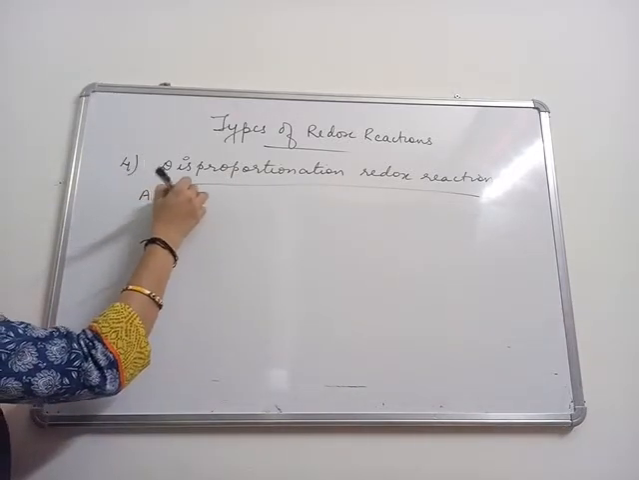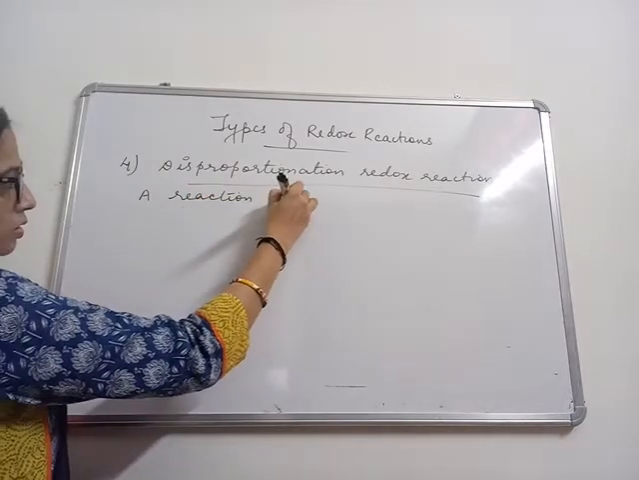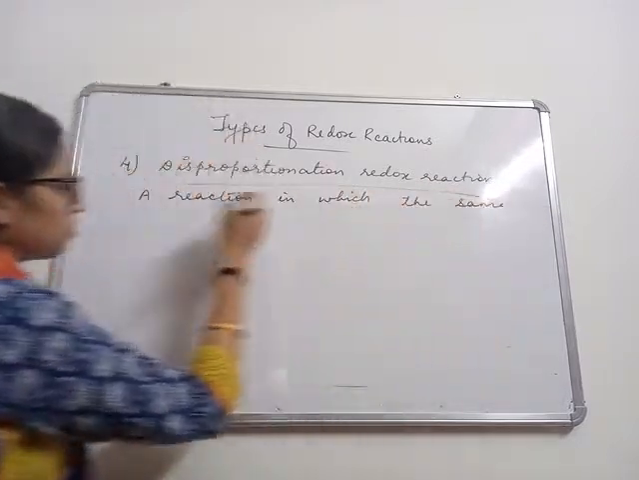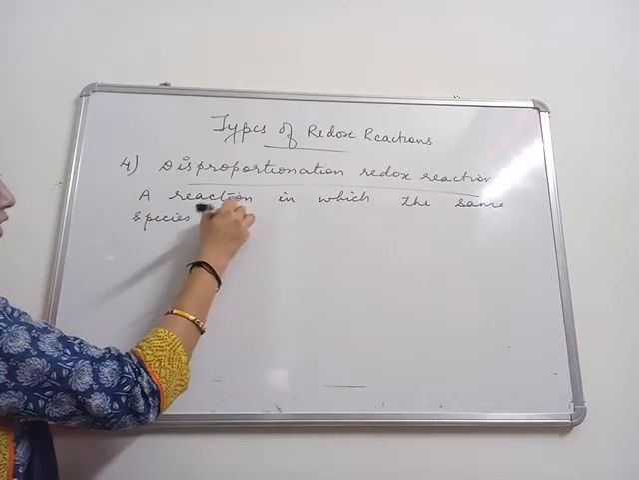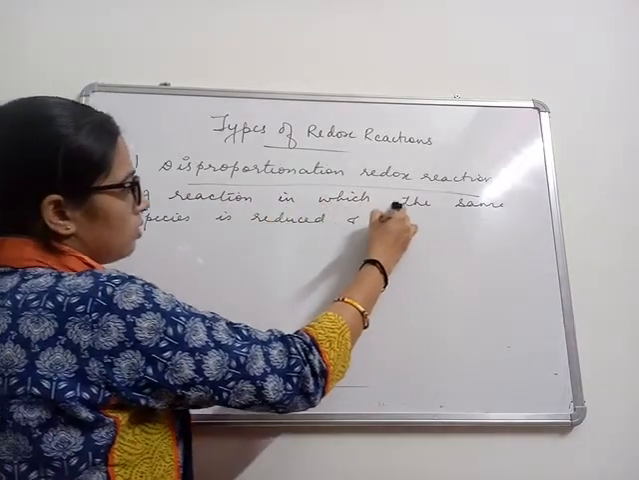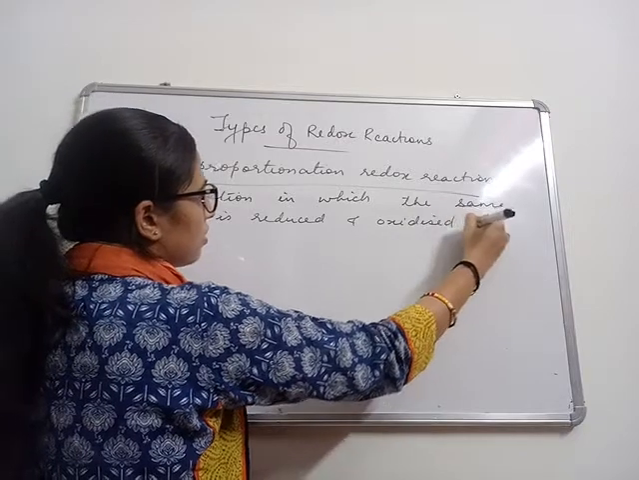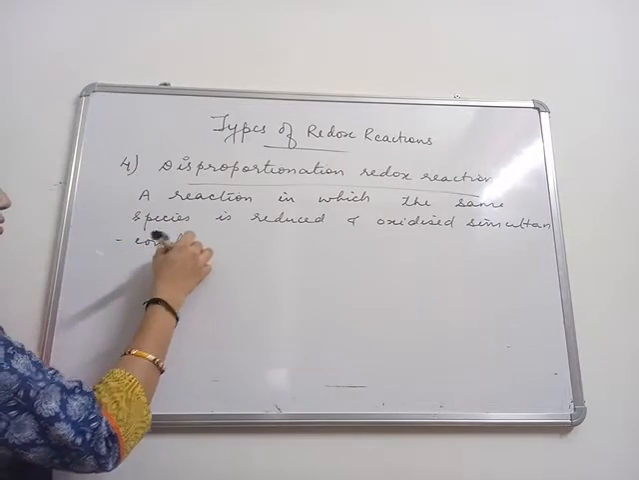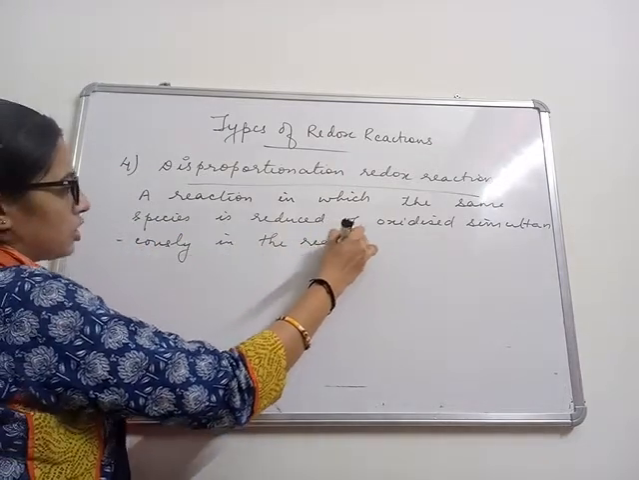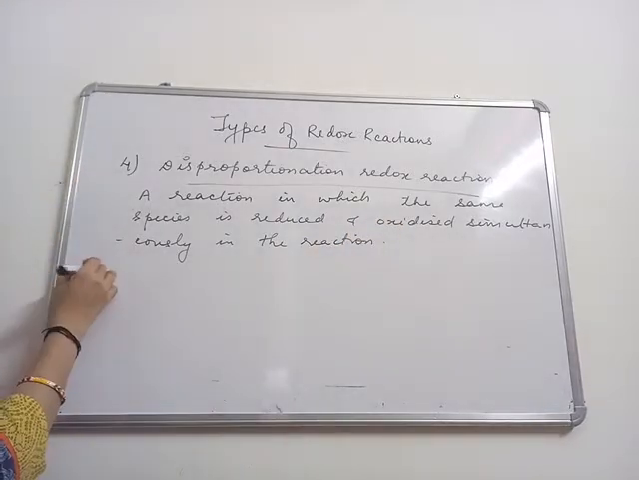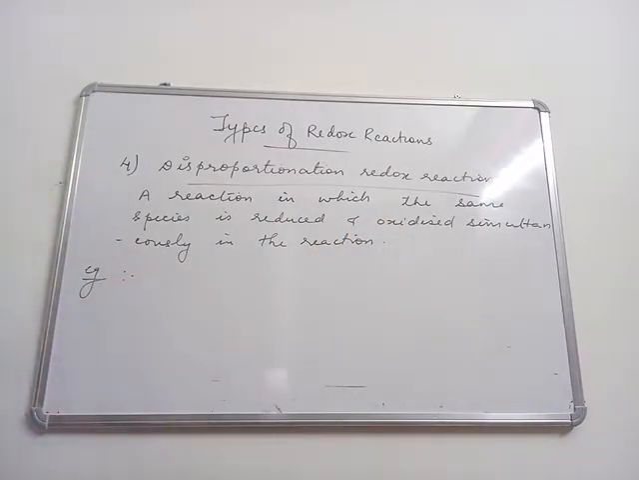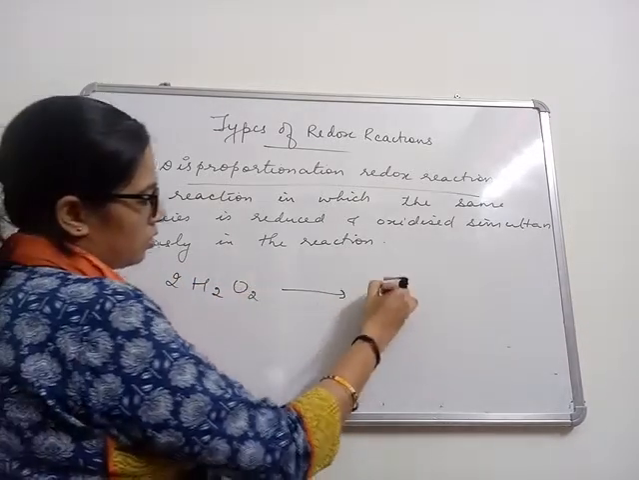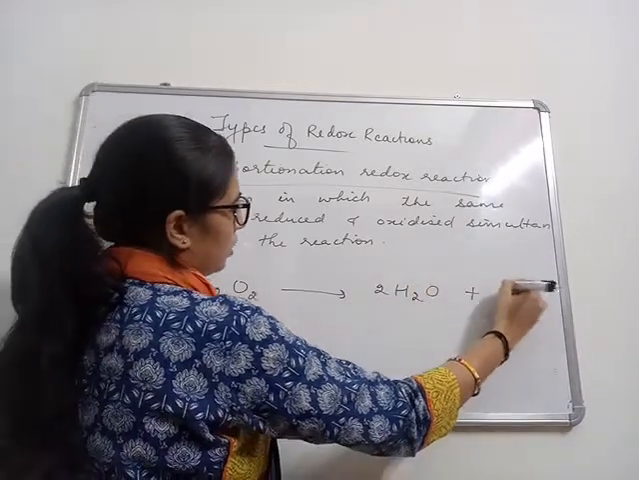So it's a reaction in which the same species is reduced and oxidized simultaneously in the reaction. For example, we have the photolytic decomposition of hydrogen peroxide to water and oxygen.